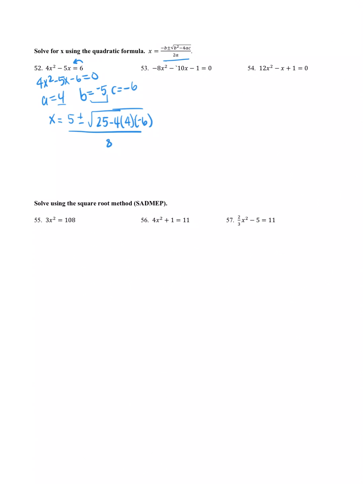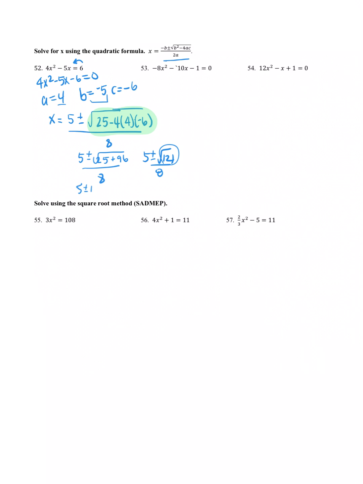When I figure out the discriminant right there, I have a negative times a positive times a negative. It's going to be plus. So what I have is 5 plus or minus 25 plus 96 under the radical, which is going to be 121. So 5 plus or minus the square root of 121 all over 8. This is a perfect square. It breaks down to 11 and 11.